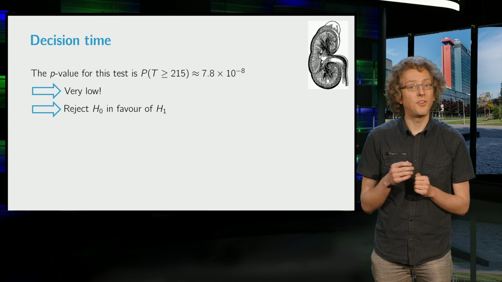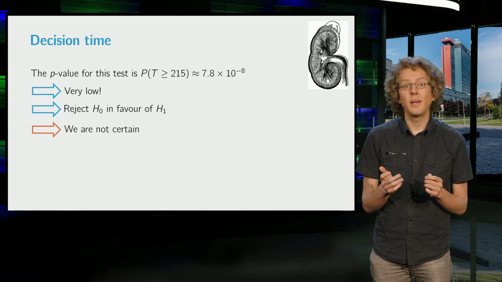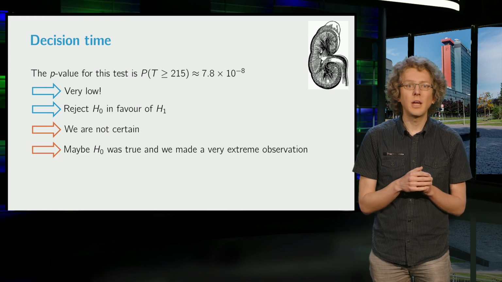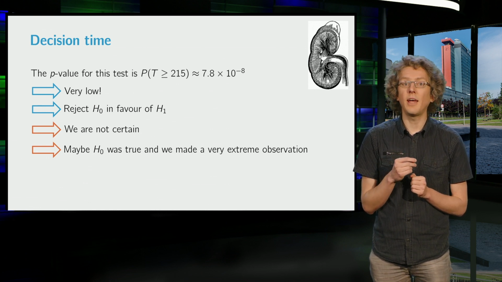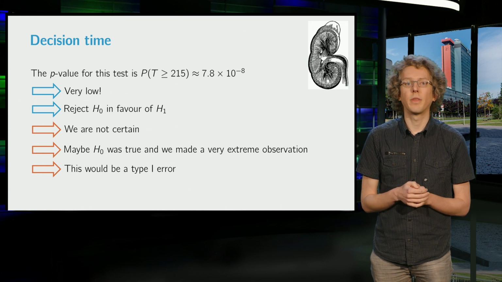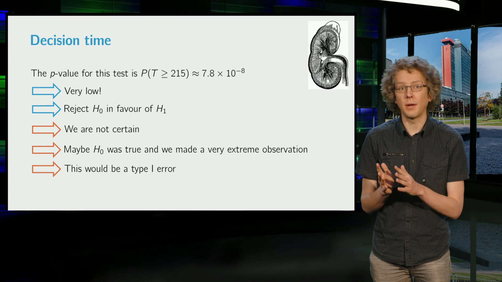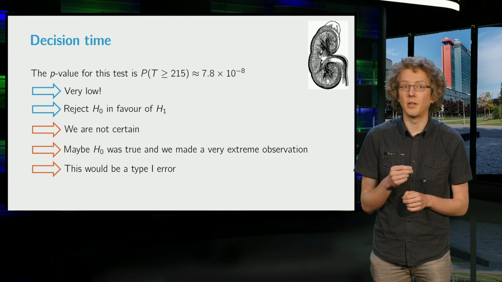However, are we certain that we made the right decision? No. It might be that theta is actually equal to 0.78, but that we just made a very extreme observation. If that is the case, we have made a type 1 error. This term obviously makes you think that there is also a type 2 error. Well, there is, and you will hear more about those errors and the probability of making one in the upcoming videos.